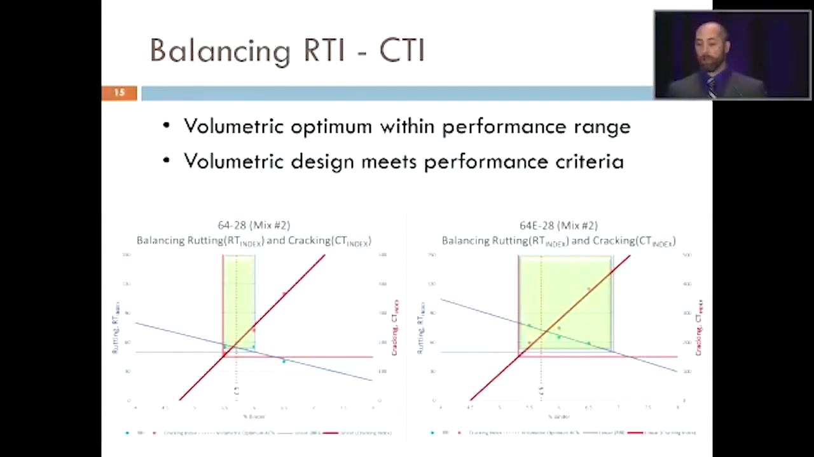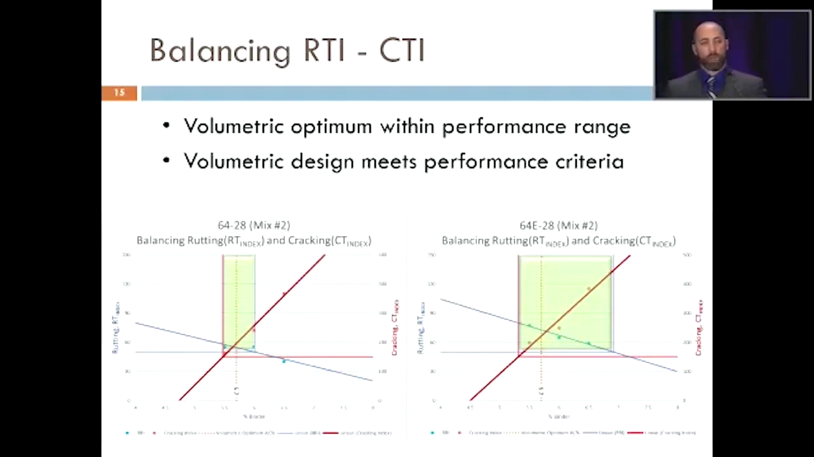But you see the volumetric optimum falls within the performance range. The acceptable range is that green area. And so in this case, the volumetric design meets the performance criteria, which makes sense. This one here is comparing the RT index and the CT index, those quicker, more fundamental tests.